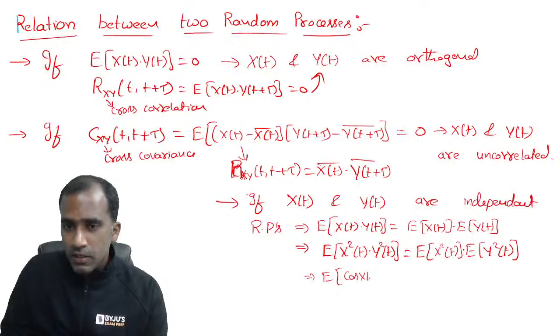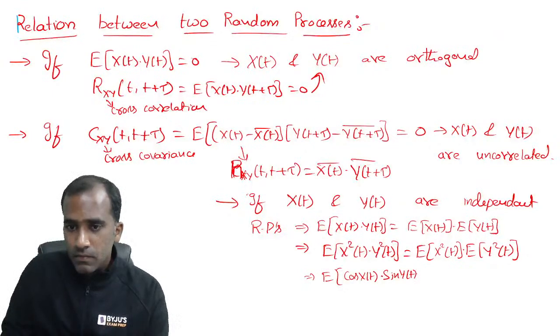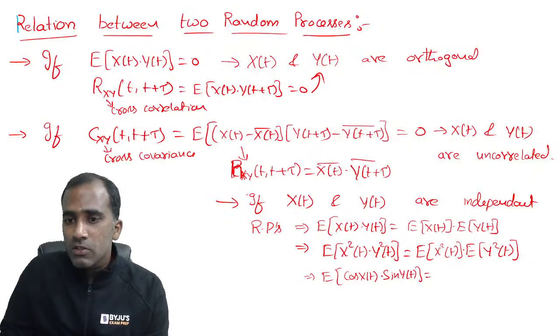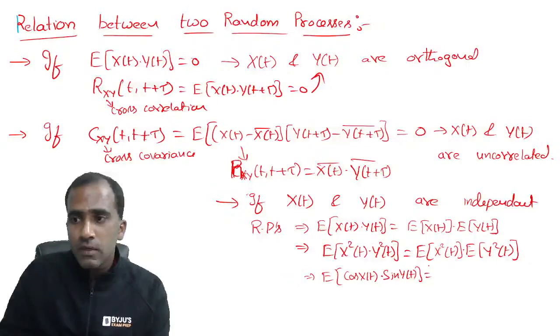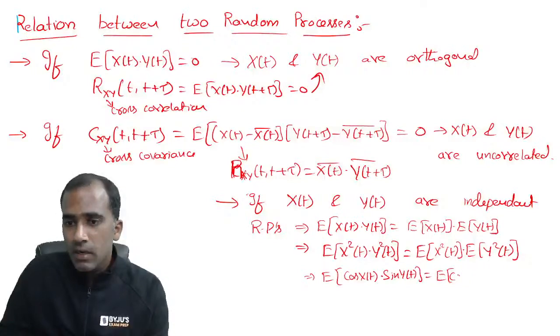Cos x of t multiplied with sine y of t. Since x of t and y of t are independent, cos x of t and sine y of t are also independent. So since these two terms are independent, we can write a joint moment as multiplication of individual moments.